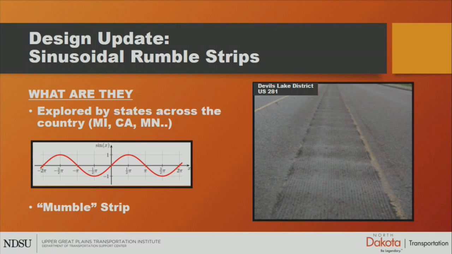And as I said earlier, there's a lot of different states across the country. They've done a bunch of different studies: Michigan, California, Minnesota, Pennsylvania, and some others. The one that we're going to be looking at here today is our new standard, and it's something very similar to what MnDOT uses and has done quite a few research studies on. And then my last bullet there, a lot of these are commonly referred to as mumble strips just because they're supposed to be quieter.